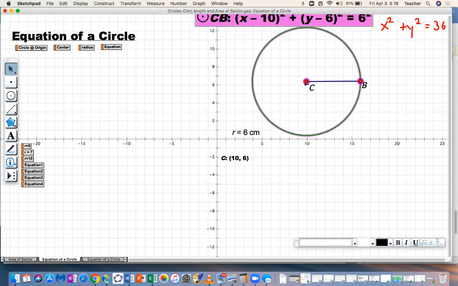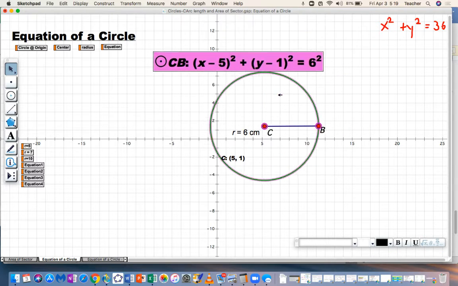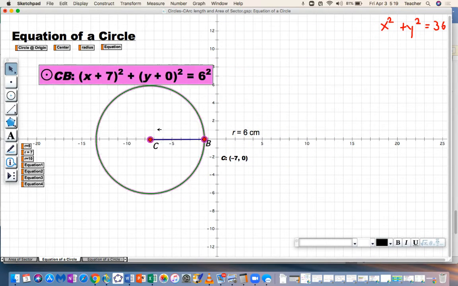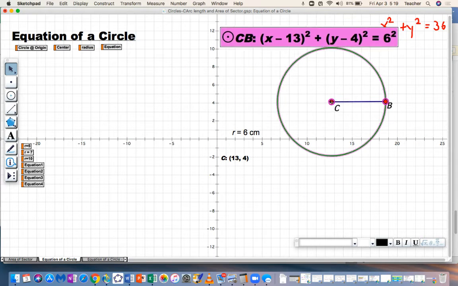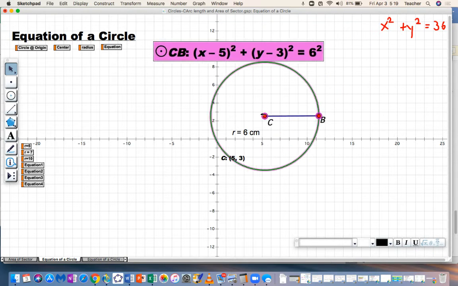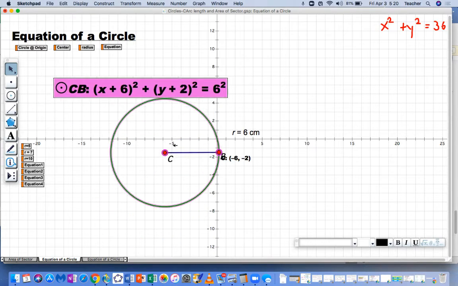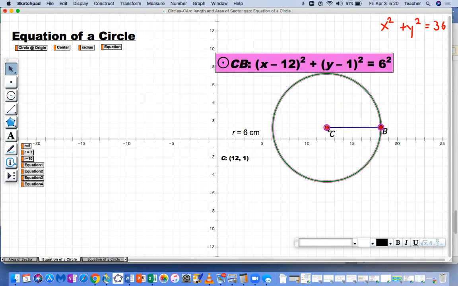Well, what is not changing is that 6 squared, because this circle, no matter where we move it, is the same size, which means it has the same radius. So that 6 squared, or that 36, right, we're going to square that out, is not going to change. Well, look at what is changing. What's inside the x and what's inside the y, they are changing. Now, how does it change?